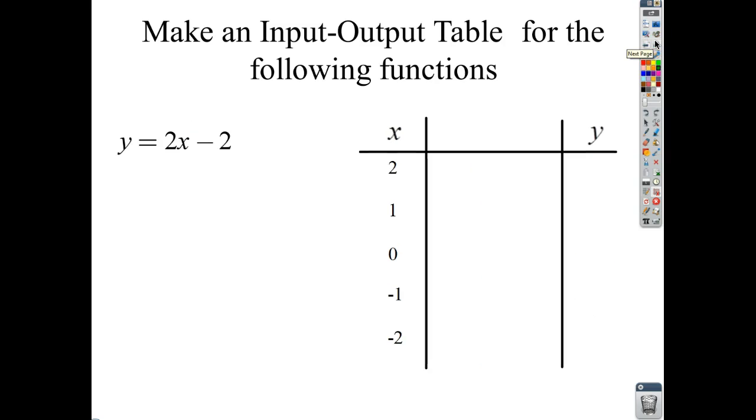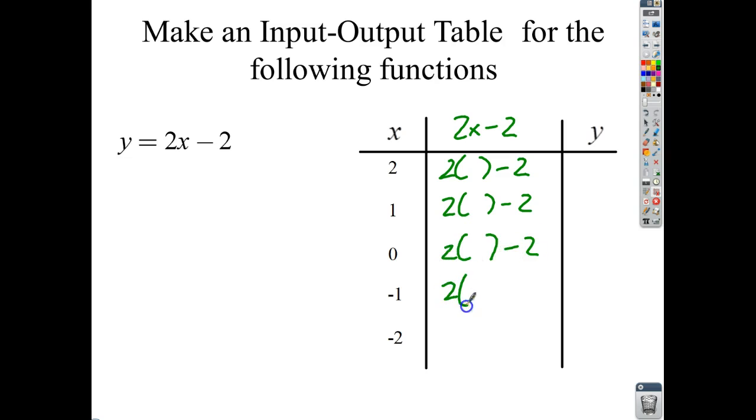All right, go ahead, try this one. Okay, hopefully we did 2x minus 2. Now what I'm going to do this time is I'm going to rewrite this multiple times so that I don't forget, and then I'm going to just plug in my numbers. Okay, so now I'm going to do 2, 1, 0, negative 1, negative 2.